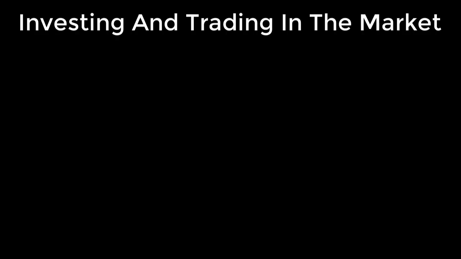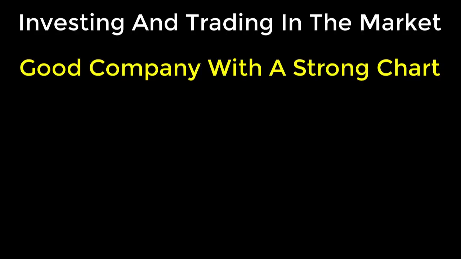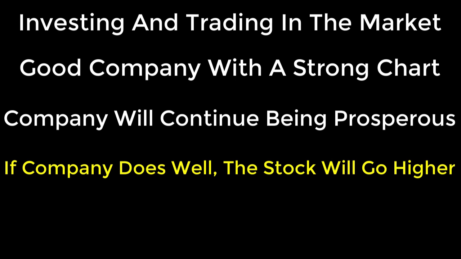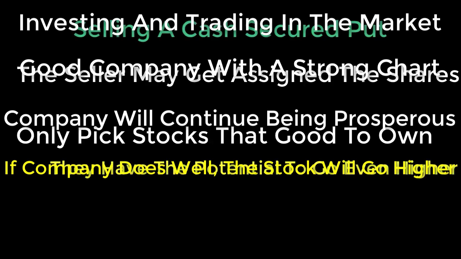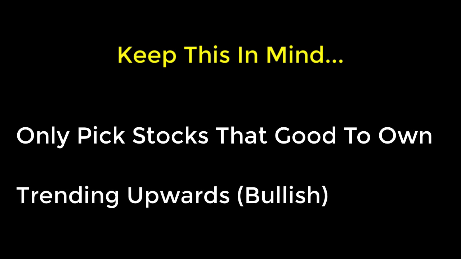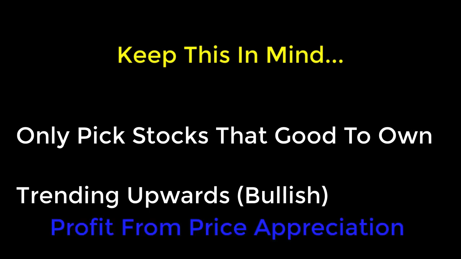When investing or trading in the market, you always want to identify good companies with a strong chart because you're hoping that the company continues to prosper and do well so that they grow, and along with it, so does their stock price. For example, if we're selling a cash secured put option contract, I try my best to pick stocks that I would be okay owning. So with that in mind, you always try to pick stocks that are trending upwards or bullish, or they have future growth potential of moving higher. Of course, this is key because you want to be able to enjoy the stock appreciation. That's the price difference when the stock moves higher.